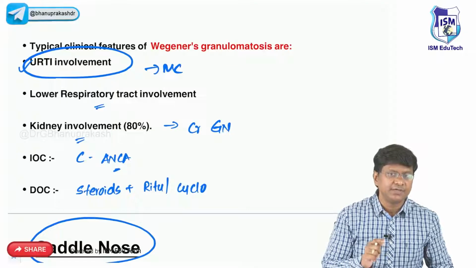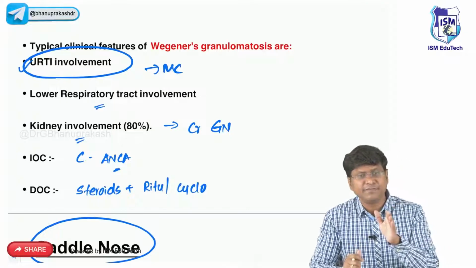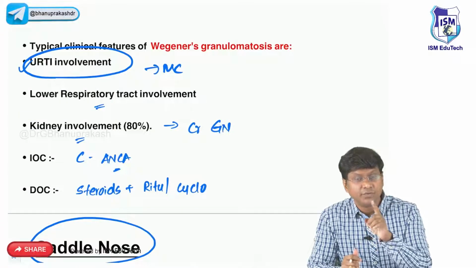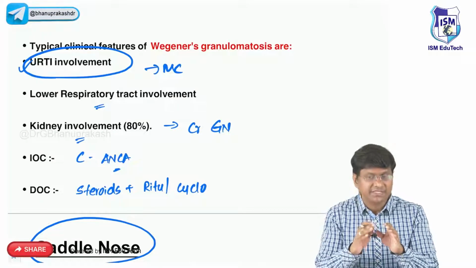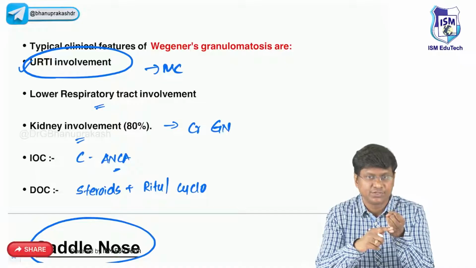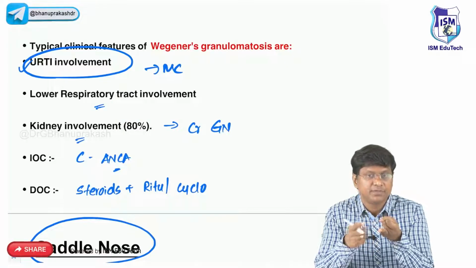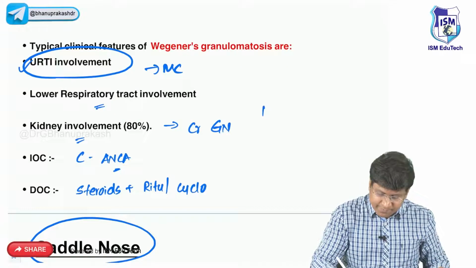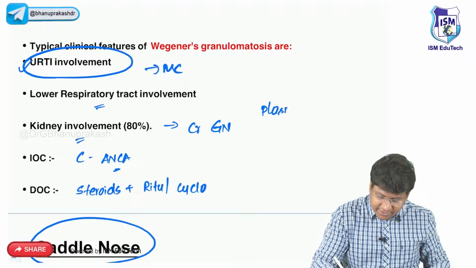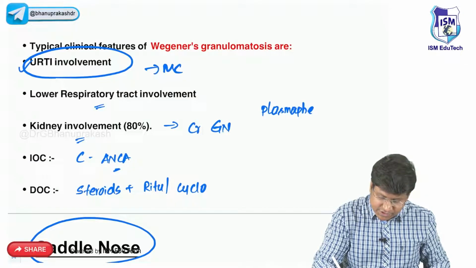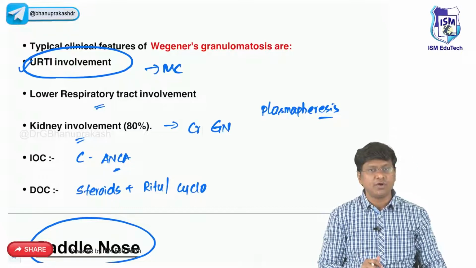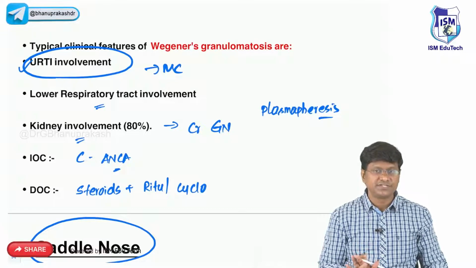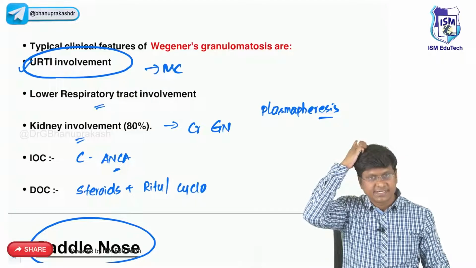Then another important treatment is plasmapheresis. Plasmapheresis is sometimes recommended for very severe manifestations of Wegener's granulomatosis, like whenever there is diffuse alveolar hemorrhage or rapidly progressive glomerulonephritis. That is the point when the patient may require plasmapheresis, where they take out the antigen-antibody complexes. So this is about Wegener's granulomatosis, which is a small vessel vasculitis, right?